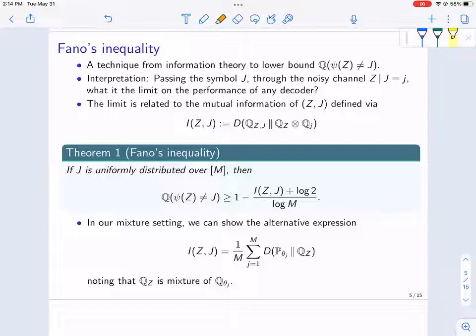And so the mutual information is defined as the KL divergence of the full distribution of Z and J, or the joint distribution, with respect to the distribution that has independent marginals matching the marginals of the joint distribution. Okay, so this is a product distribution. This is a distribution whose coordinates are independent when you draw from it. And the distribution for the first coordinate, or the Z coordinate, is just the marginal distribution of Z under this, and the distribution for J is the marginal distribution of J under that joint distribution.